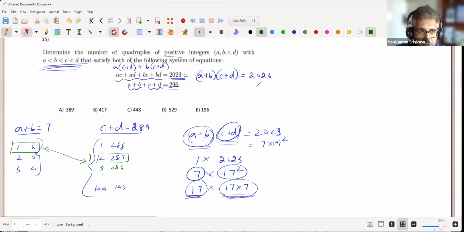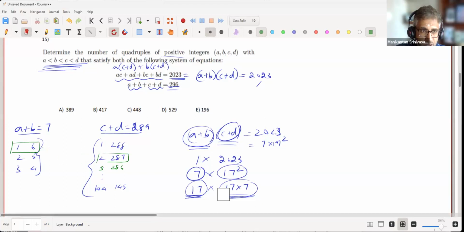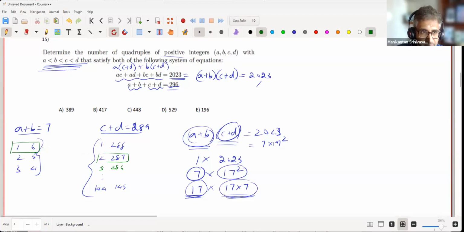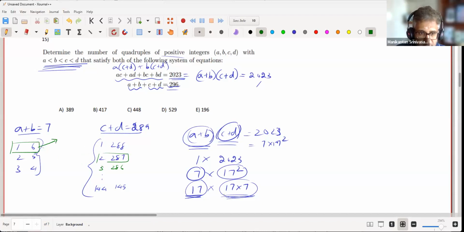So we'll have to do a bit of case work here. If A is 1 and B is 6, then we can start off C only from 7 onwards, right? So 7 to 144, how many solutions are there? 7 to 144, 137 is the difference. Therefore, 138 solutions with 1 and 6 being A and B.